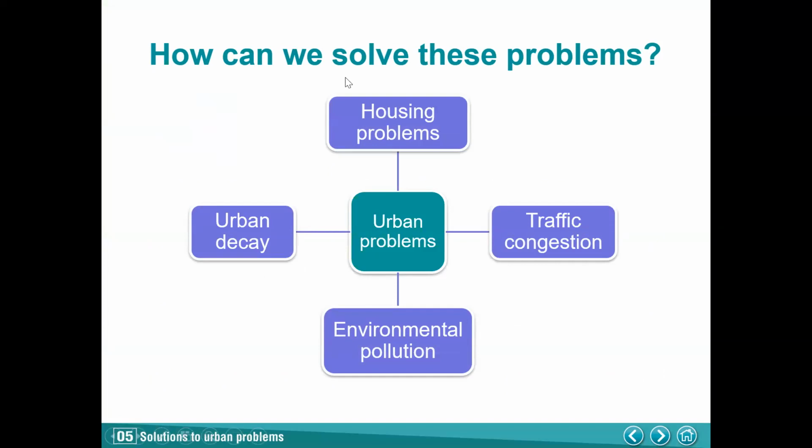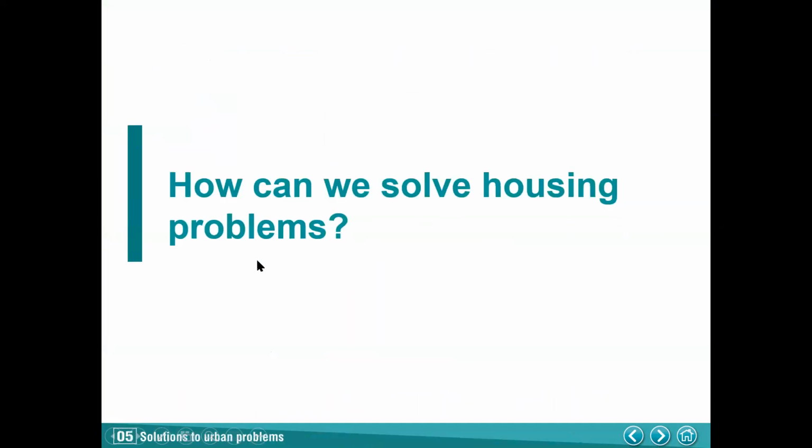The first is the housing problem. The second is traffic congestion. And the third one is environmental pollution, including air pollution and noise pollution. And the fourth one is urban decay. First of all, how can we solve housing problems?